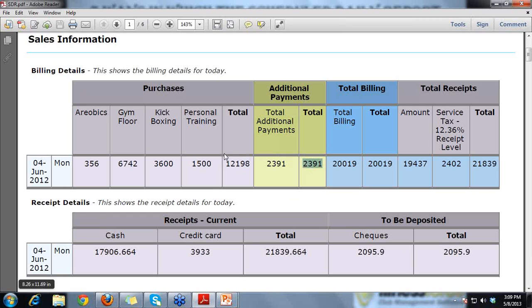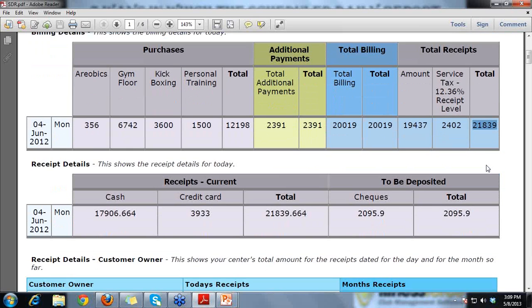You get this figure of total billing done for that particular day, followed by a further bifurcation of the service tax amount collected in your club. It also shows the base amount of billing and the amount of service tax collected in your club that day. So it shows the total billing done amount and the total receipt collected amount here. The first thing it shows is the total billing. As you can see, total billing is 20,019 and total receipts created on that day is 21,839.